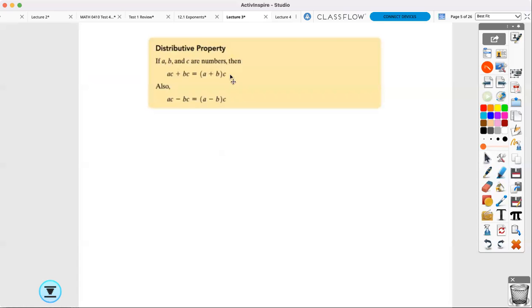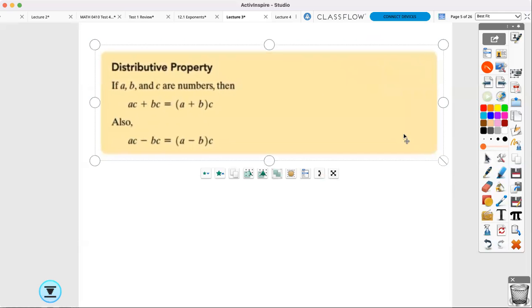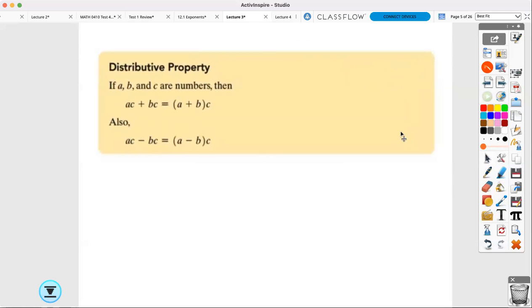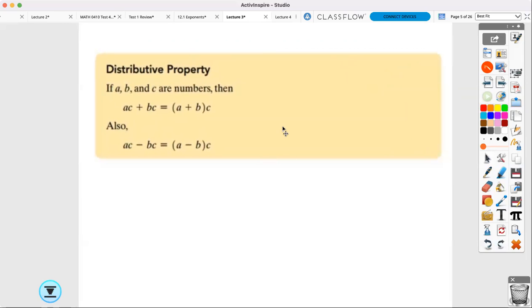So now, before we get into some mathematical examples, let's go ahead and write down the distributive property. What it's saying is if A, B, and C are numbers, then AC plus BC is equal to A plus B times C, or equal to C parentheses A plus B. So we can have it either after the parentheses or before the parentheses, okay?